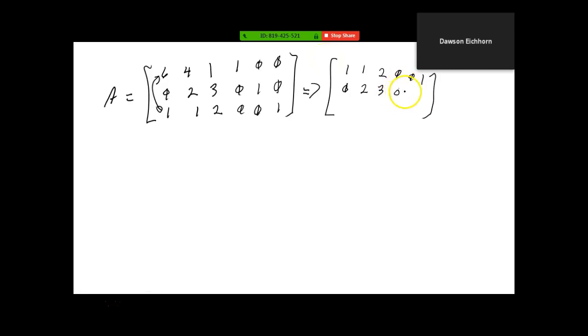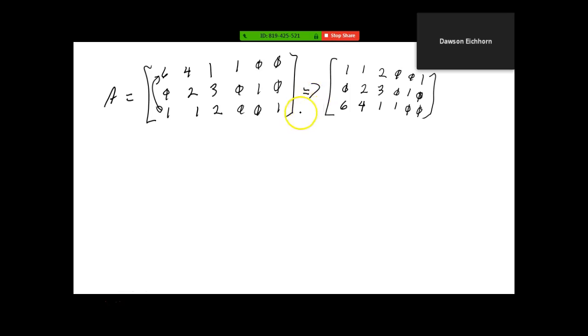0, 1, 0. Okay, that's a 0 there. This pen is driving me nuts. And this will be a 6, 4, 1, 1, 0, 0. Okay. Next.